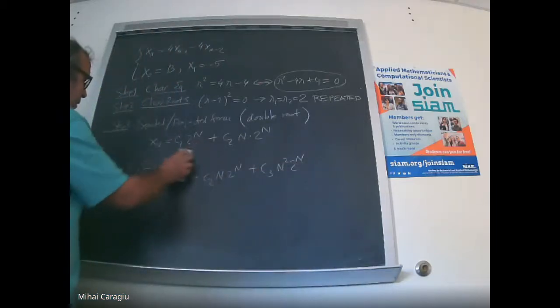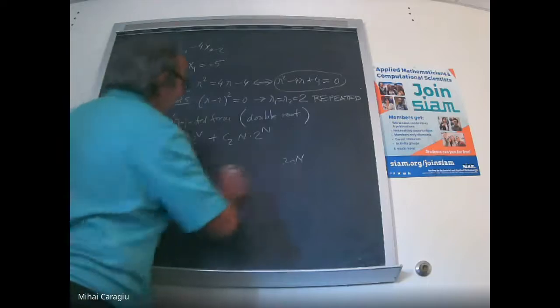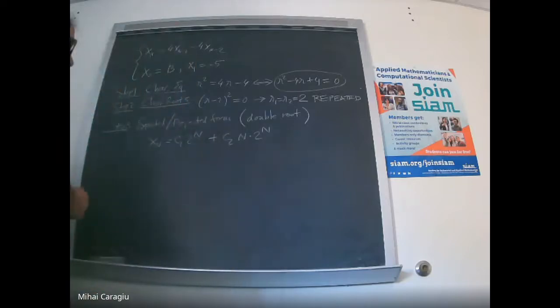Okay, let's get back to the main course. So this will be the expected formula for the sequence in the case of a double root 2 and 2 repeated. Step 4, like always, so far we didn't use the initial conditions. Use the initial conditions to find the constants C1 and C2.